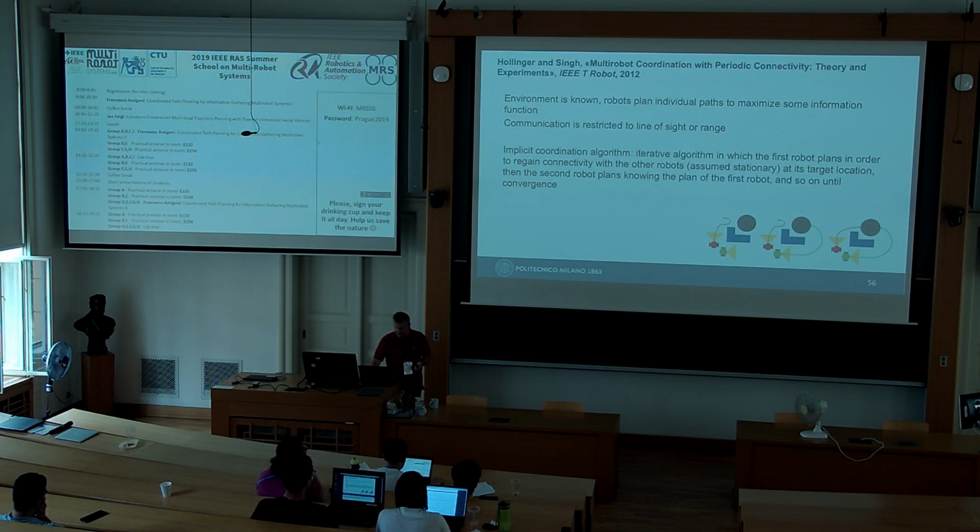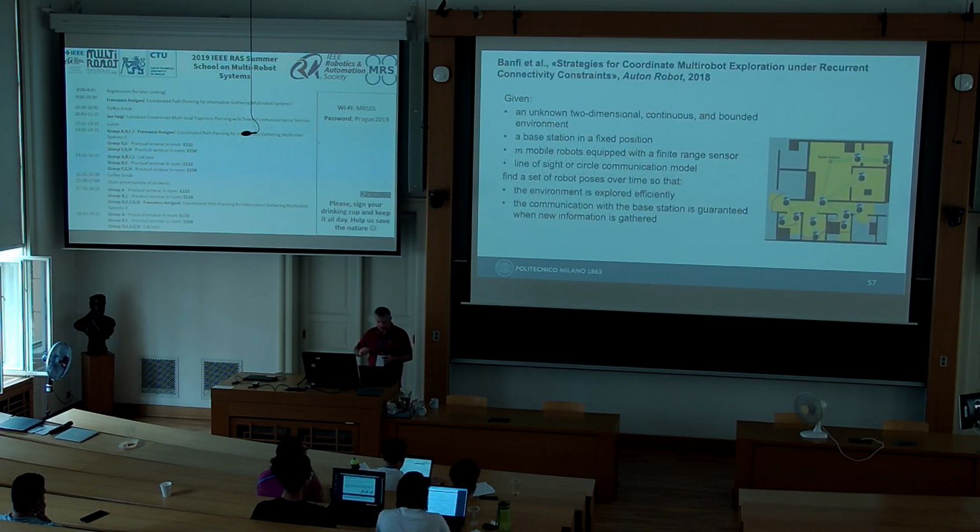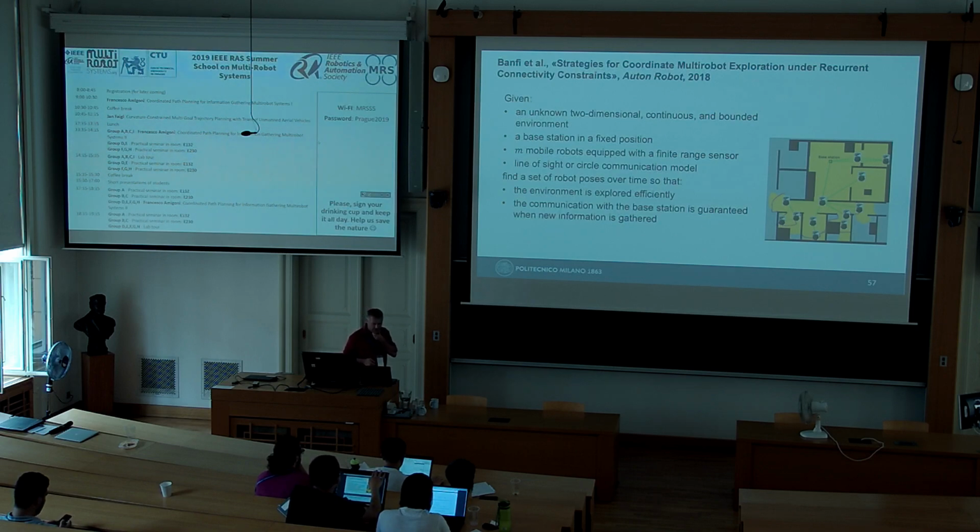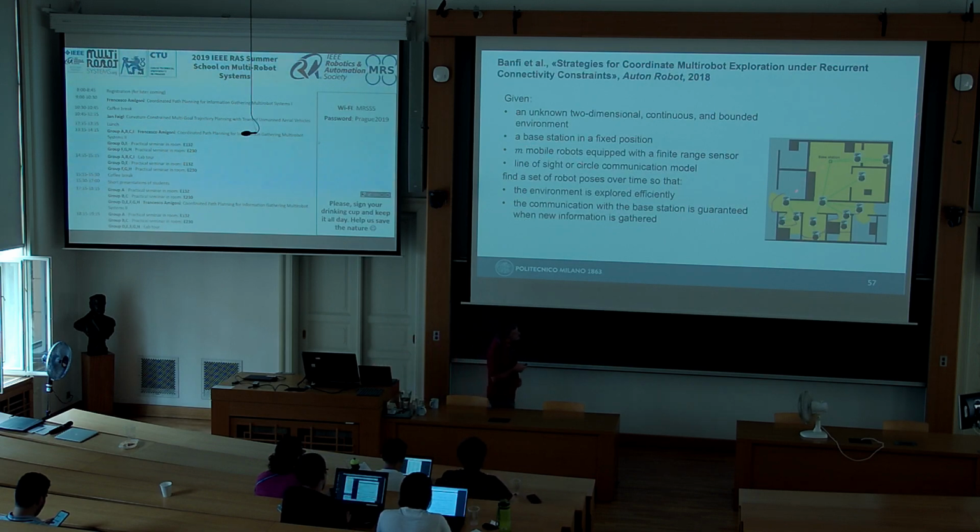Okay, I can just show you this other example. This is also another of our works, but I will mention it because it helps me to introduce a mathematical technique that is very commonly used. In this case, we have an unknown environment. We have a base station that here is placed exactly there. We have a mobile robot that, as usual in this case, has a finite range sensor, and we can assume line of sight or circle communication model.